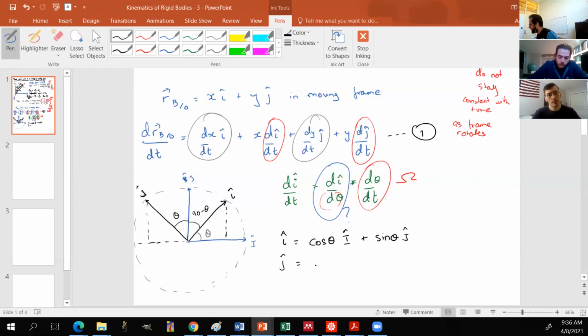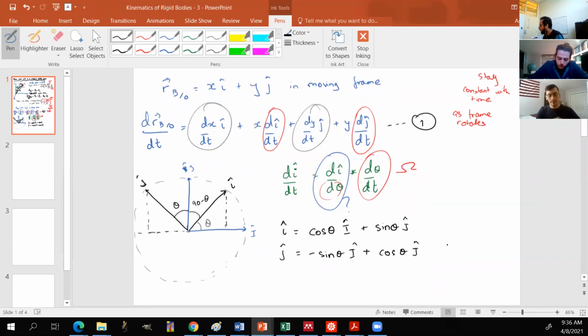So what is the component of little j hat in the big I hat direction? Sine theta. Nope, minus sine theta, right? Because you're going in the negative I hat direction. So almost there. So it's minus sine theta I hat plus, what's the component in the capital J hat direction? Cosine theta.